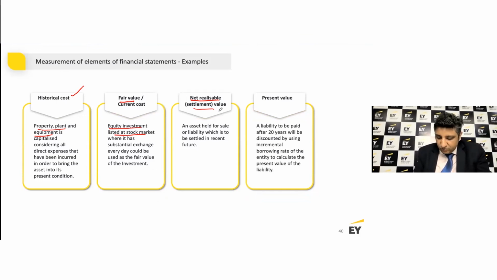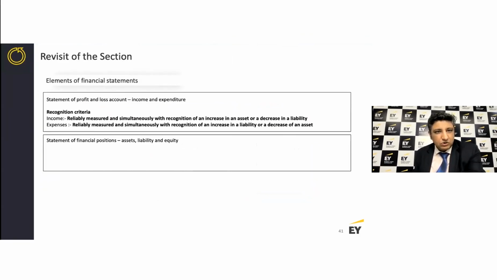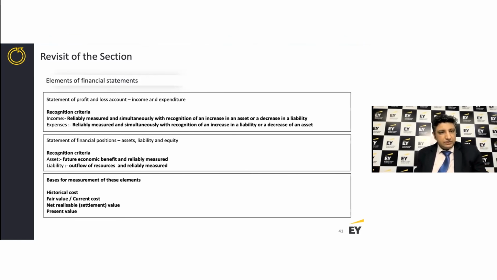Net realizable value, common example is of course inventories. The present value could be a long-term liability, a long-term provision that I need to showcase in my books. And that's the reason why the present value concept would be relevant there. Okay. Just to revisit, it's a small section that we talked about that you would have these elements of financial statements. We talk about, of course, assets or liabilities, you talk about equity, you talk about income and expenses, and the basis of measurement would be historical cost, fair value or the current value, then net realizable value, and of course, the present value. All right.